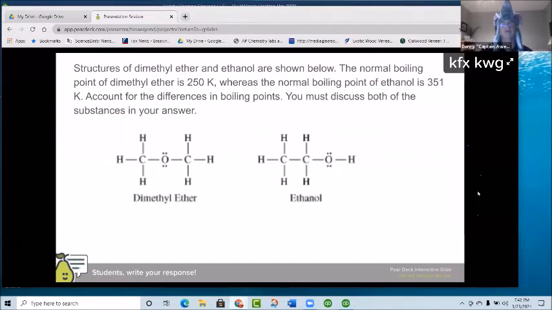So what would give ethanol, sometimes it's not a data table, sometimes it's in the text. So what would give ethanol a higher boiling point? Excuse me. What would give ethanol a higher boiling point?